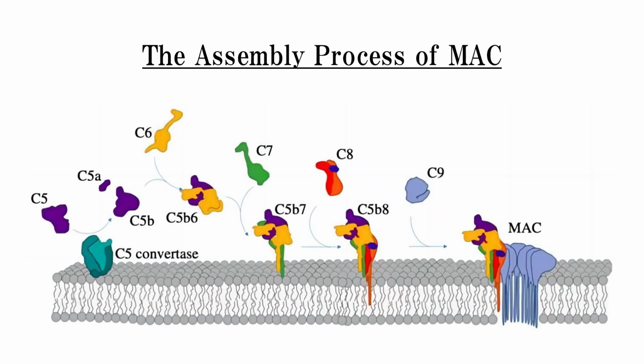The assembly begins with the cleavage of C5 into C5a and C5b by C5 convertase. Then C6 binds the C5b intermediate and forms the C5b6 complex. After that, C7 binds the C5b6 complex and forms the C5b7 complex, which is anchored to the membrane surface. Subsequently, C8 is added to the complex to form C5b8. In the last step, many copies of C9 take part in the assembly, and these C9 molecules traverse the membrane to form the final MAC.